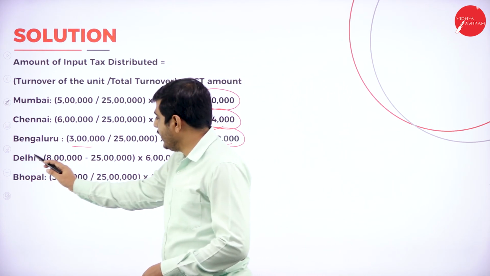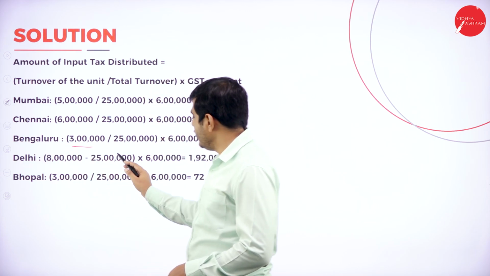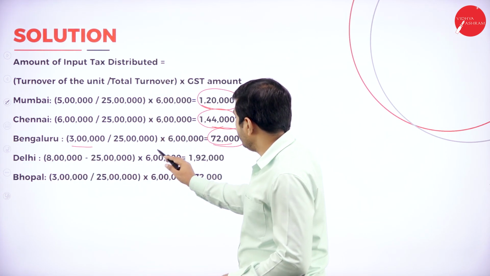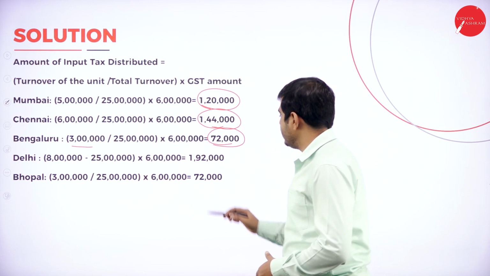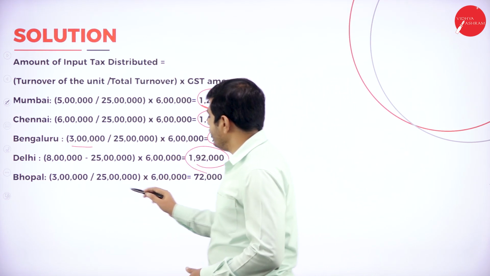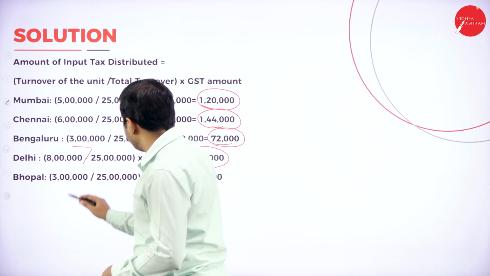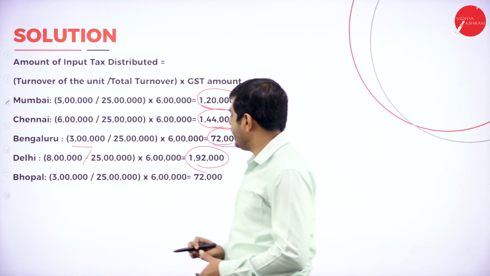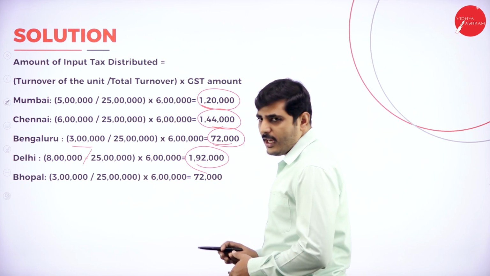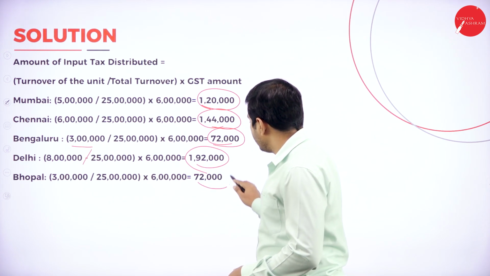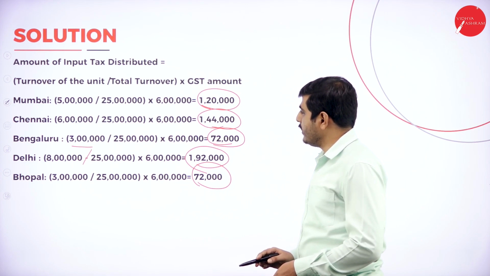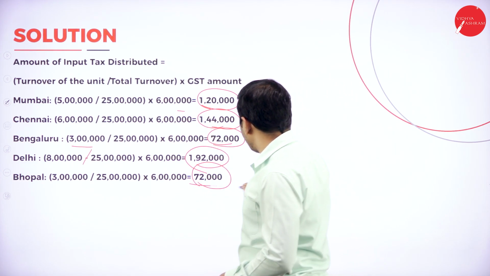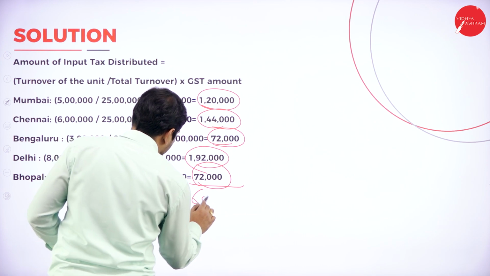Again, for Delhi, 8 lakh divided by 25 lakh into 6 lakh is 1,92,000. That is the credit available to Delhi. Again, for Bhopal, 3 lakh divided by 25 lakh into 6 lakh, the total credit available for the Bhopal branch is 72,000. So out of 6 lakh, if you add all these things, you should get 6 lakh only.